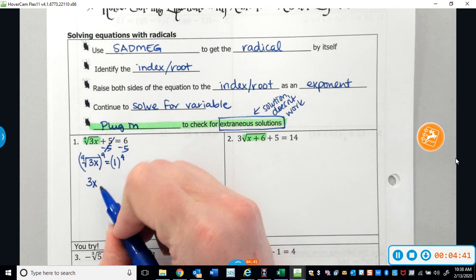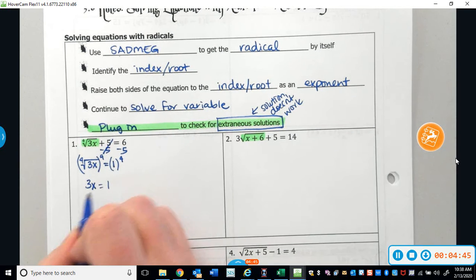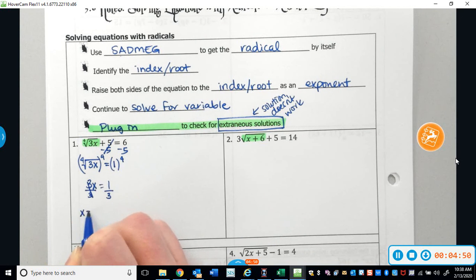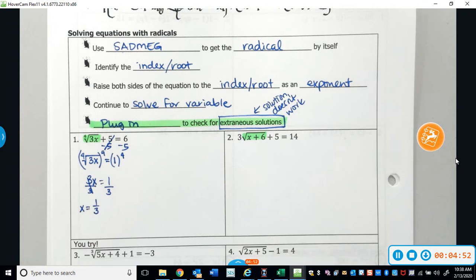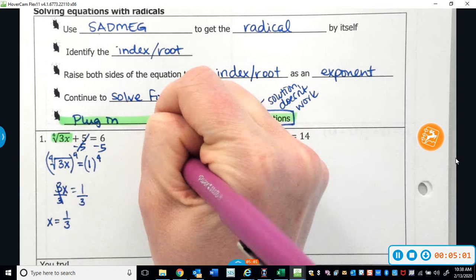And then 1 to the 4th power is just 1, exactly. All right, so then I'd go through and say, to get x by itself, I'm going to need to divide. So I got a solution of 1/3. But like I said, with radicals, it is possible to get a solution that when I plug it in doesn't really work. So we're just going to go through how do you check an answer.